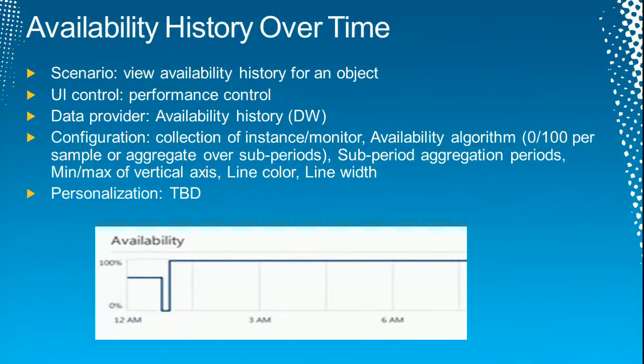Availability history over time. So again, we're going to take availability history data from the data warehouse to provide you information on how available whatever you're targeting has been. So it might be an application, it might be a specific server, but how available has that been over a given period? Again, this will use a performance control to provide this. And again, you'll have a number of configuration options on there on how you want that information displayed. So as you can see on the slide there, you'll be able to select what kind of collection, instance or monitor you want to use to display the availability information and the periods over which you want to display it.